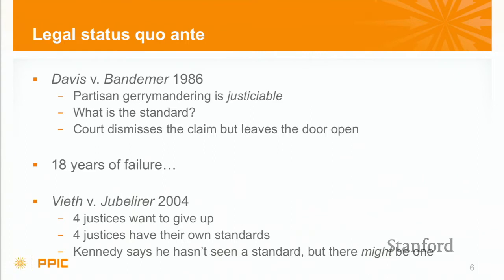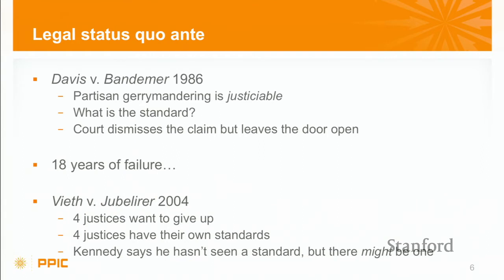So the difference here was that the basic decision was the same. We could conceivably have, partisan gerrymandering is justiciable. We could conceivably have a metric for evaluating such an idea, but we don't have it yet. And so we're going to leave the door open.